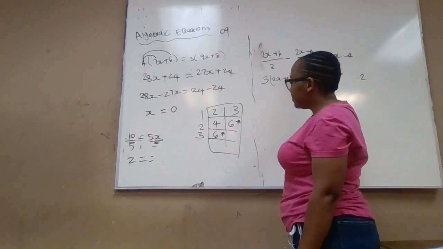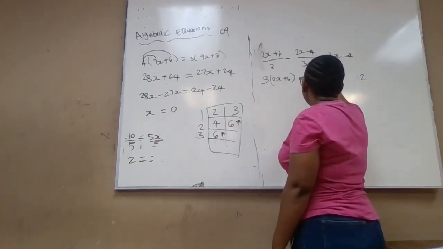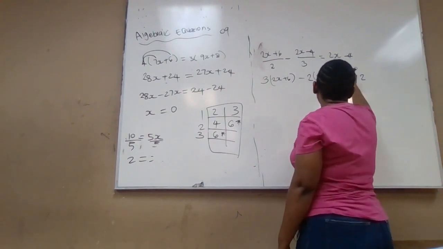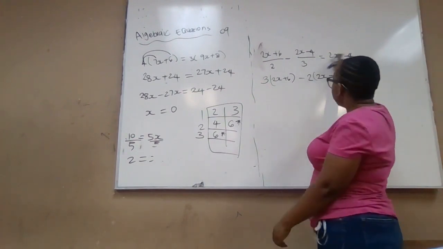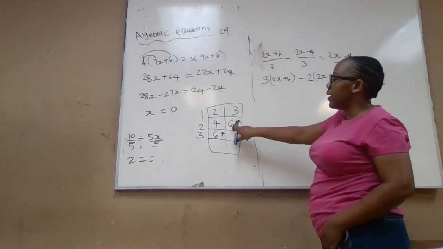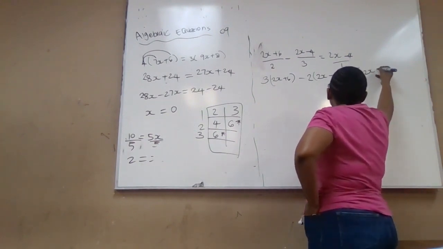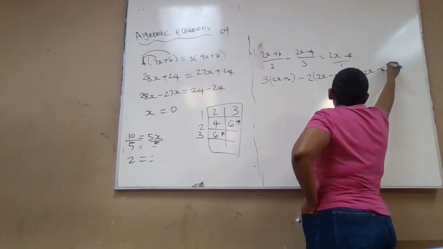Minus, how many times does 3 go into our LCD? 2 times. Right, whatever else is left on the top. This, you can say over 1, right? How many times does 1 go into our LCD? 6 times. So we have 6, whatever else you have on the top, which is 2x minus 4.